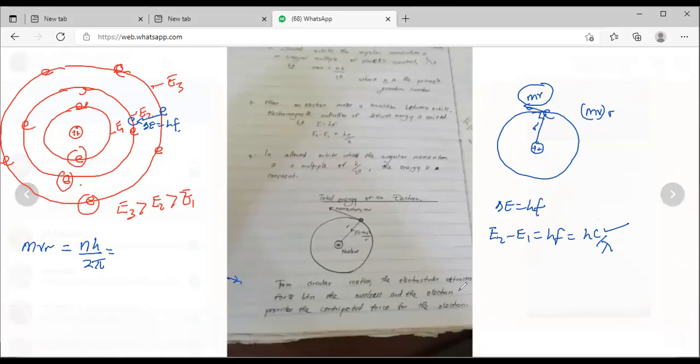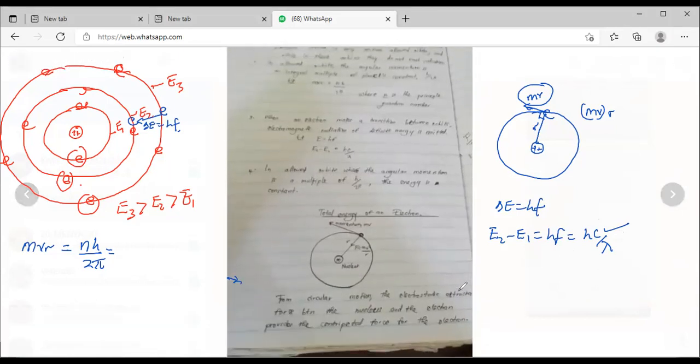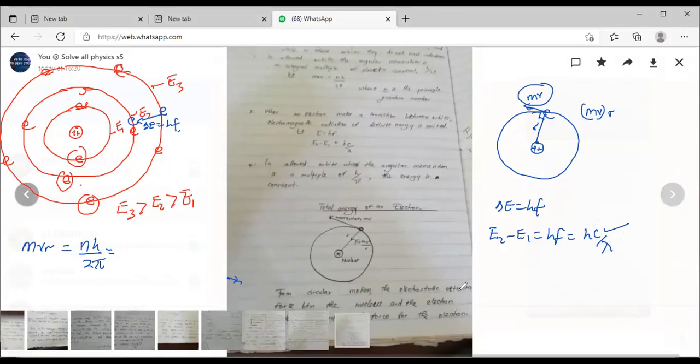The fourth postulate talks about certain allowed orbits where the angular momentum is an integral multiple of h over 2 pi, and the energy is constant. What does that mean? It means that all the electrons in this orbit have the same energy because their energy level is E3. Whoever is in E3 possesses energy E3, so they have a constant energy.